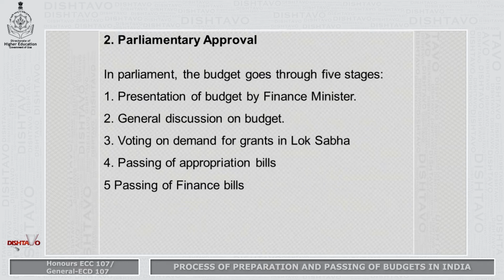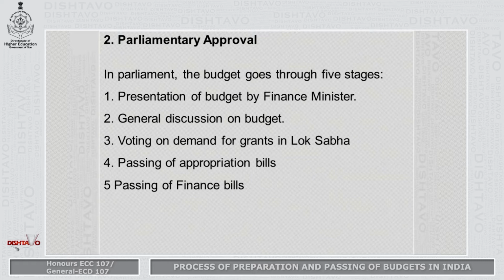Second is parliamentary approval. In this parliamentary approval, the budget goes through five stages. Likewise, first is presentation of budget by the finance minister. Second is a general discussion on budget. Third is voting on demand for grants in the Lok Sabha. Fourth is passing of the appropriation bill and fifth is passing of the finance bill. First, how is the presentation of budget by the finance minister?